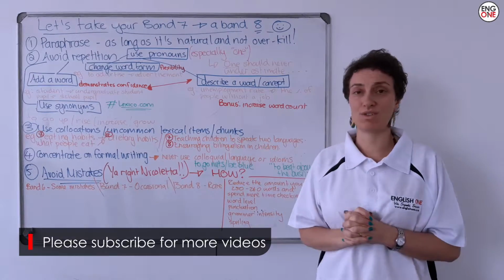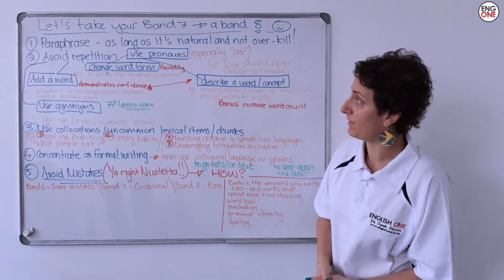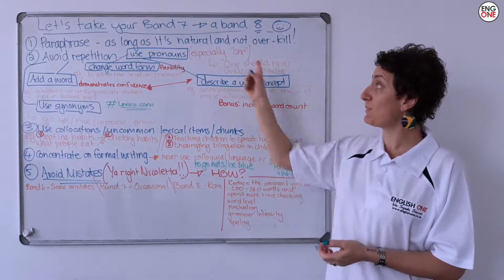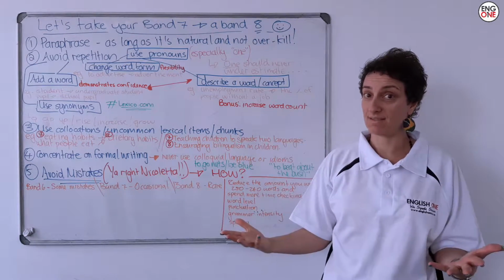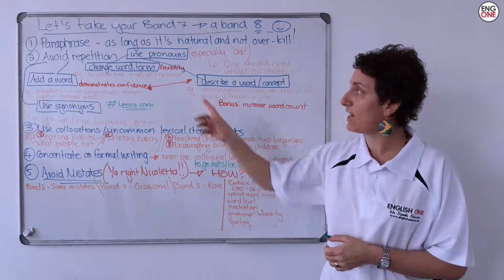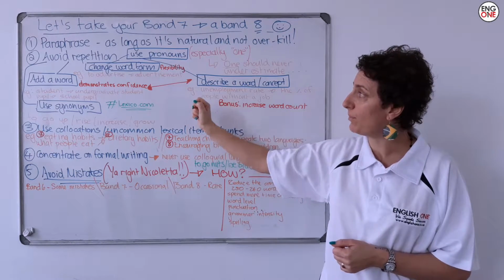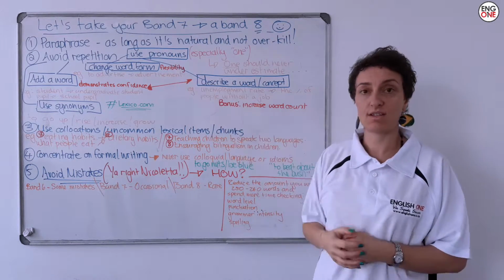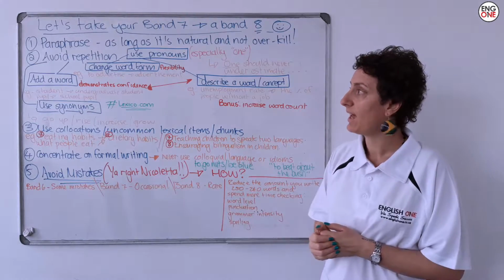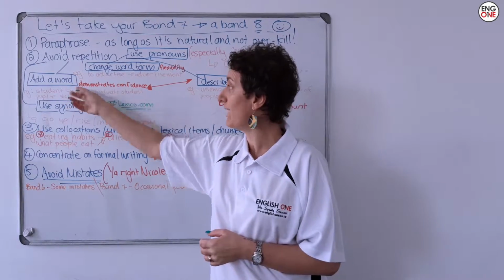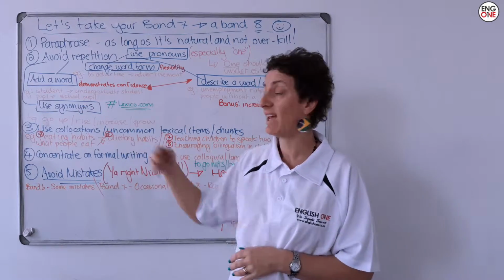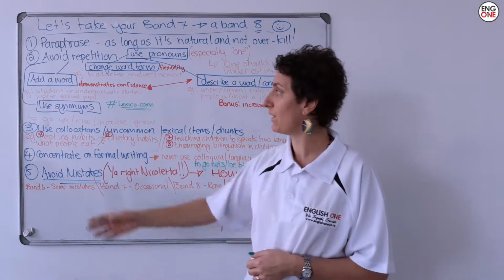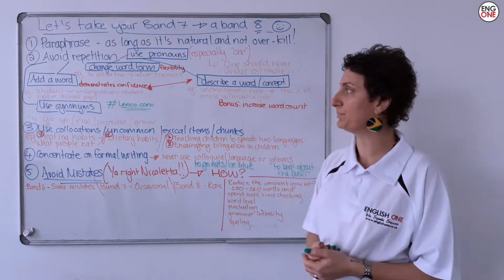The second thing you want to do is avoid repetition. Use pronouns, especially one. One should never underestimate. And change your word form, for example, to advertise, advertisement. Try and add a word. It demonstrates confidence. So, for example, student, an undergraduate student, or pupil, a school pupil.